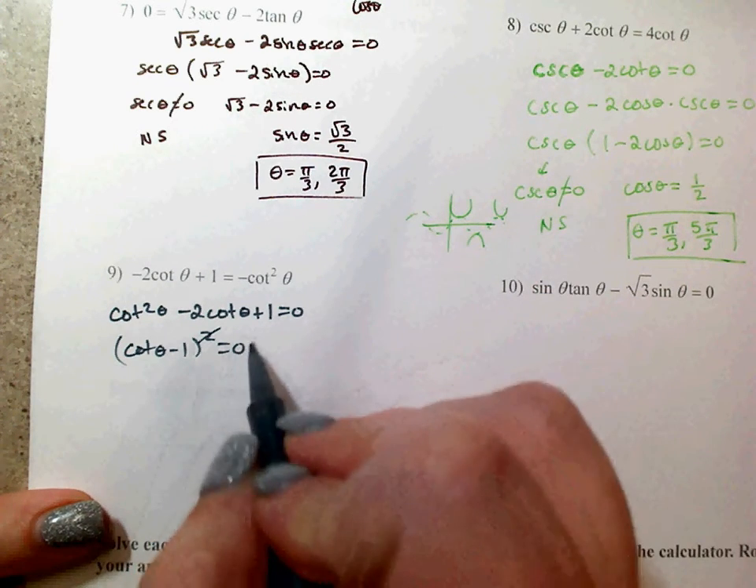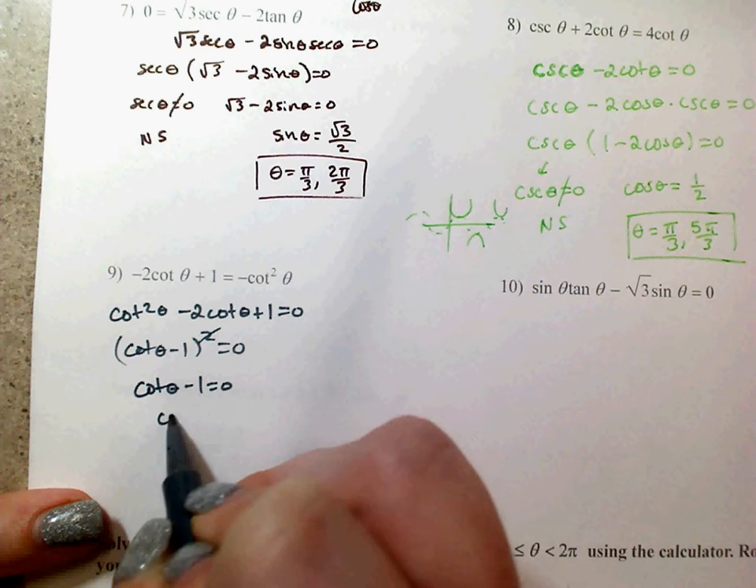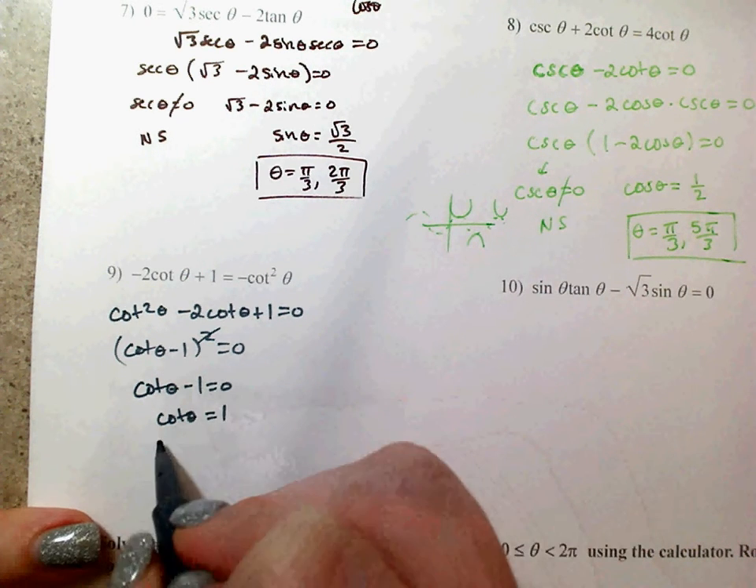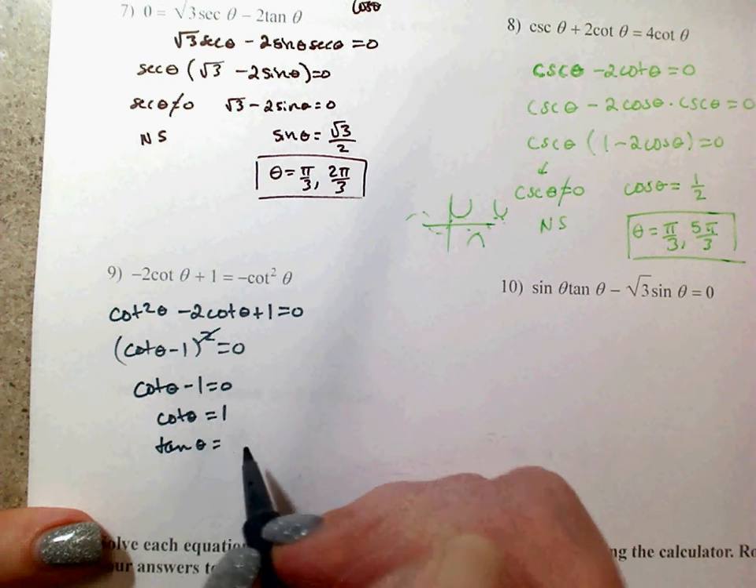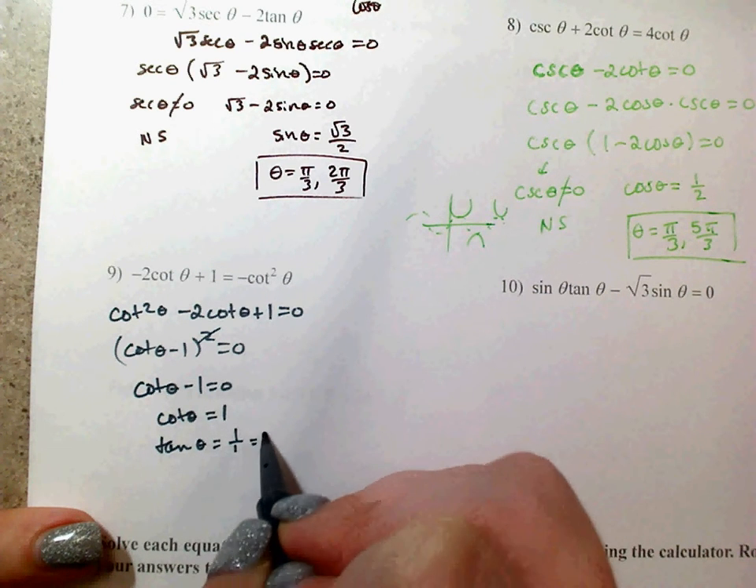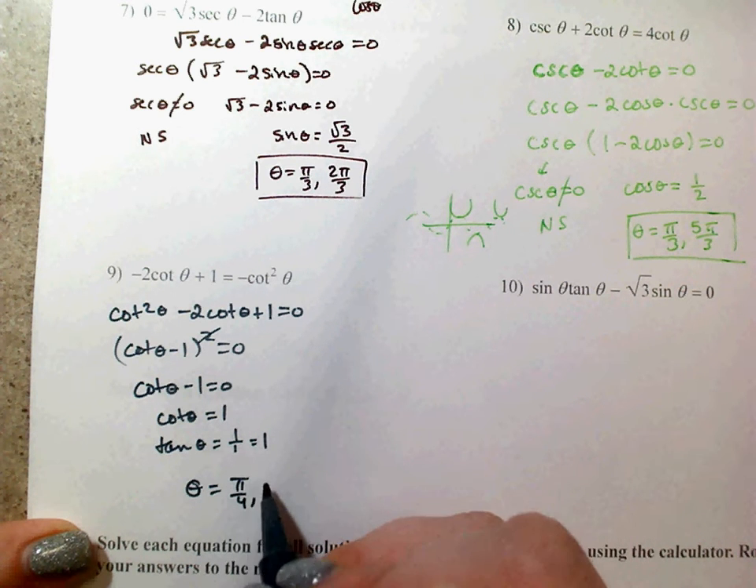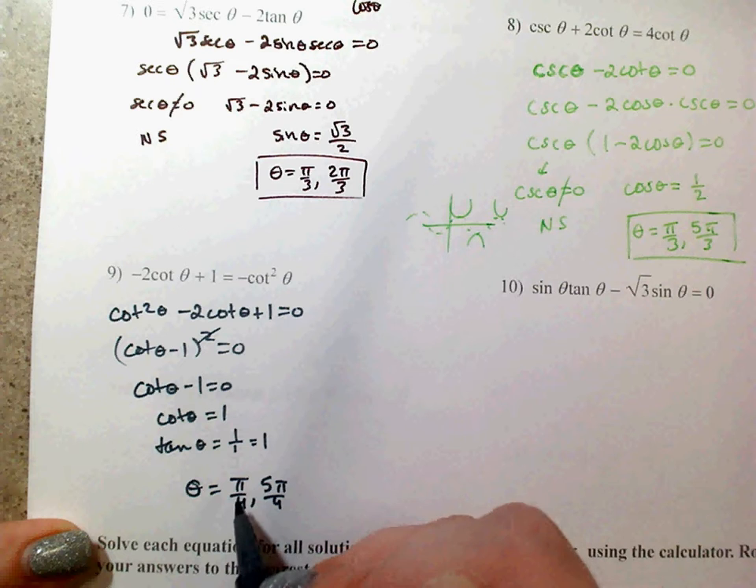So when does cotangent of theta minus 1 equal 0? Or when does cotangent of theta equal 1? Cotangent of theta equaling 1 is the same thing as tangent of theta equaling the reciprocal of 1, which is just 1 over 1, which is 1. So tangent of theta equals 1 at pi over 4 and at 5 pi over 4, where square root of 2 over 2 over square root of 2 over 2, and then the two negatives cancel each other out.